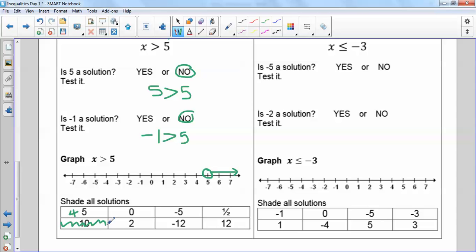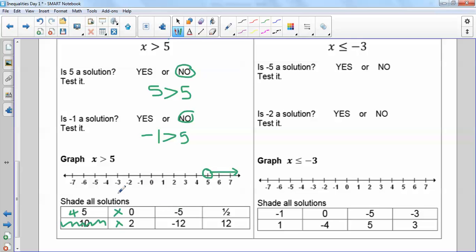What about 0? Is 0 greater than 5? No, right? That one's out too. What about 2? Is 2 greater than 5? No, so that one's out. If we look at our graph, 0 and 2 are down here. They're also not in the graphed area of our number line. So that's another way we can tell that they don't fit.